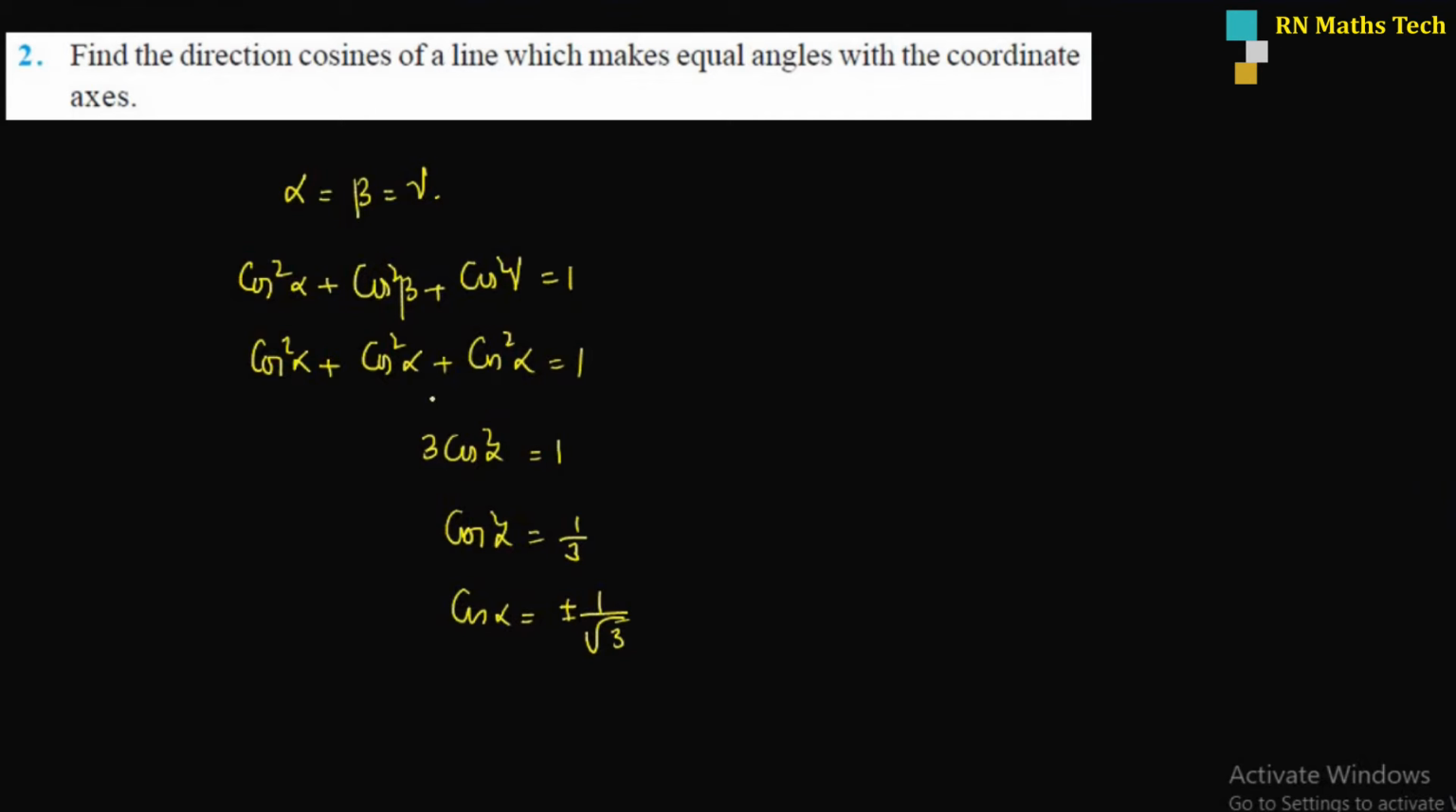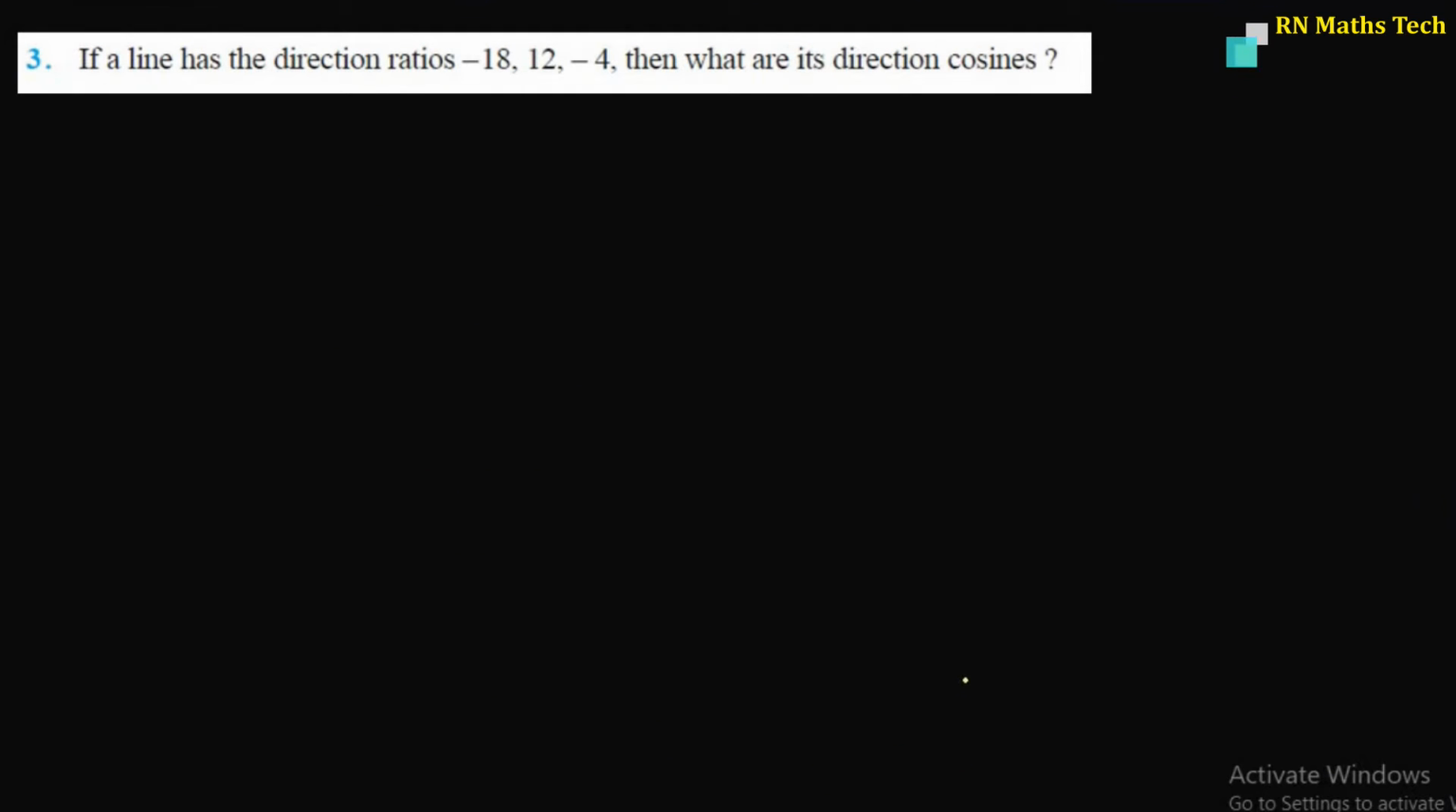Therefore cos beta is also plus or minus 1 by root 3 and cos gamma is also equal to cos beta. Therefore the direction cosines are plus or minus 1 by root 3, plus or minus 1 by root 3 and plus or minus 1 by root 3. Now see the third one.